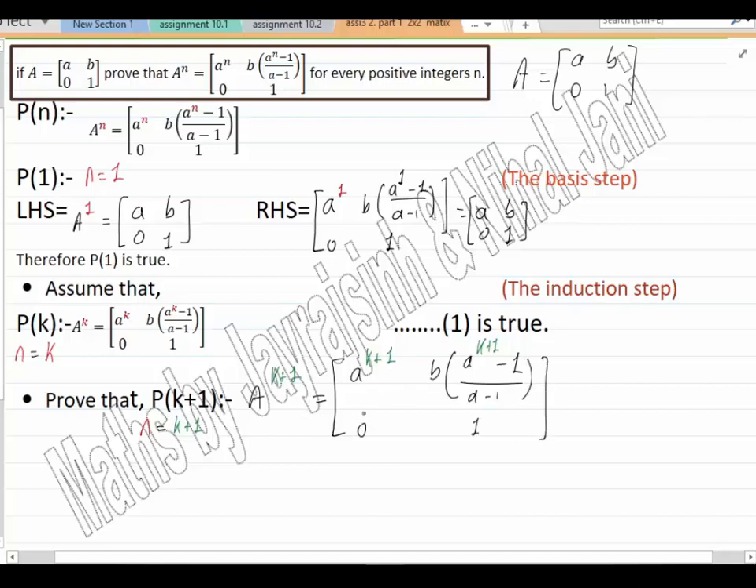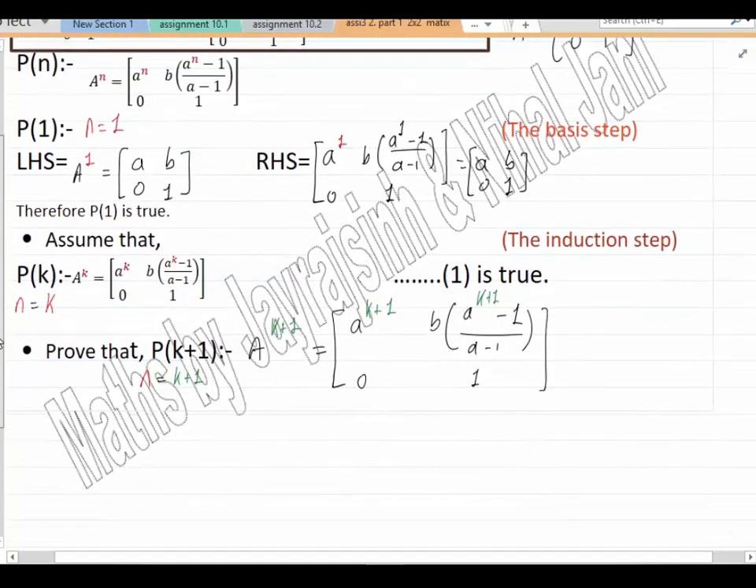Okay, it looks a bit too difficult, so no problem. Let's start to prove it. Let's begin from the left hand side. In the left hand side we have A raised to k plus 1, or we can split it into A raised to k into A raised to 1.